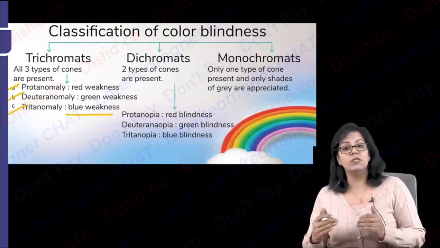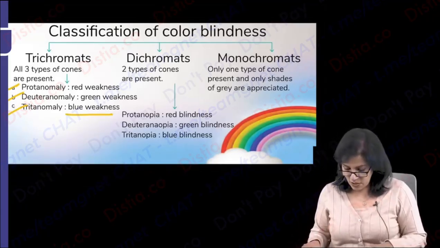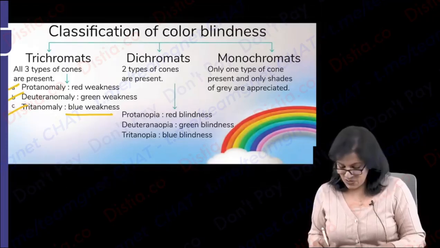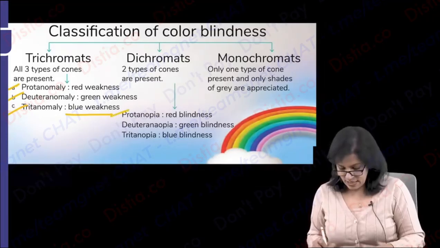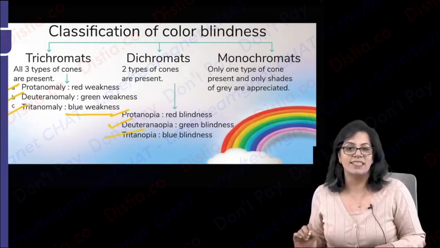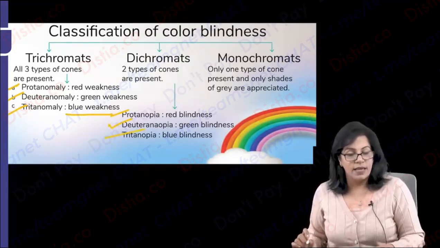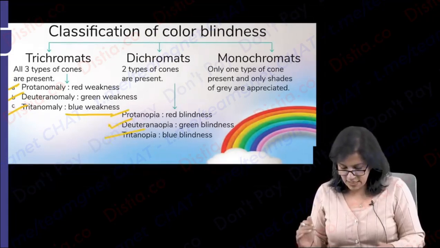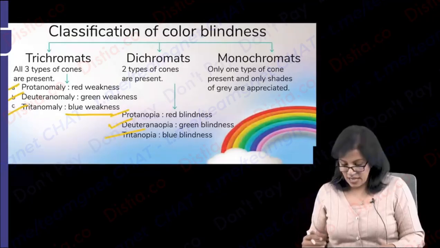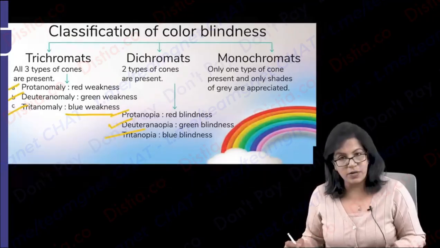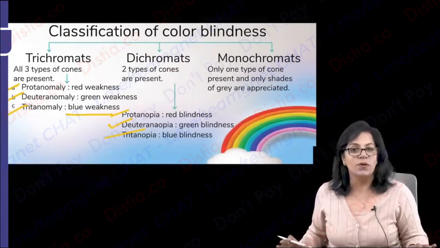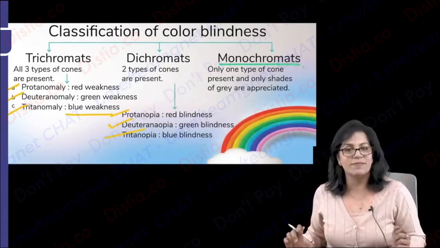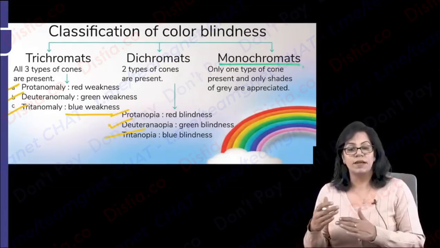Now, if one of the cones is totally absent, this is your opia. When there is red blindness, no red cones, this is protanopia. Green blindness is deuteranopia and blue blindness is tritanopia. Easy? And then we talk about monochromats. Only one type of cone is present and therefore the patient will just see different shades of grey. So this is how you classify color blindness.